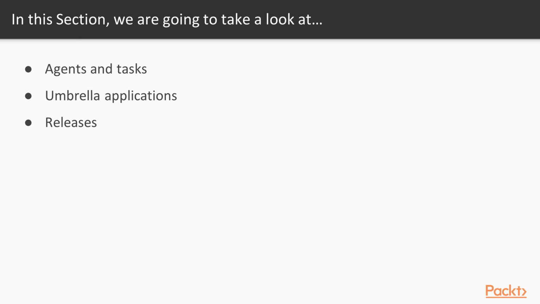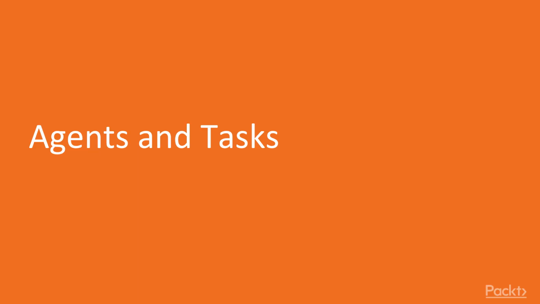In this section, we'll wrap up our tour of OTP with a few tidbits. We'll start by learning a bit about two other important OTP behaviors, agents and tasks, and follow up with a different way of structuring projects with umbrella applications. Finally, we'll learn how we can package and release our software consistently with releases. And with that, let's move on with the first video, agents and tasks.